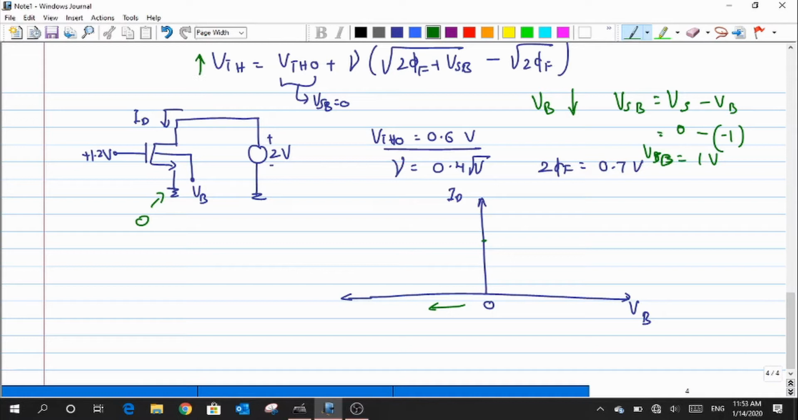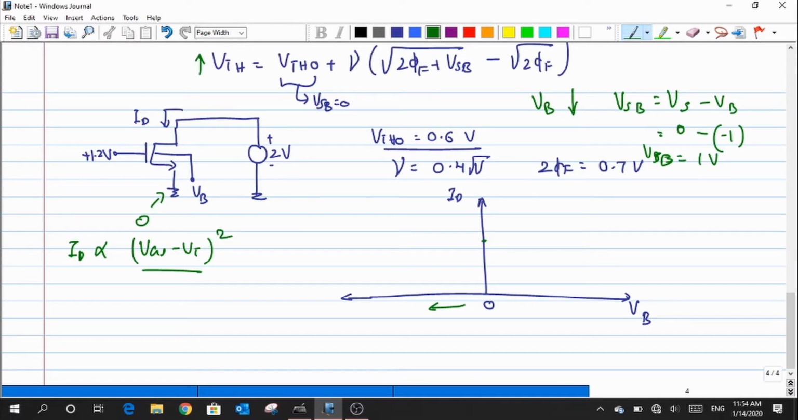Now what happens to the current? Will it increase, decrease, or stay constant? It has to decrease, right? Because current ID is proportional to VGS minus VT, and if this quantity is reduced, obviously the current value also has to be reduced. Again, in which region are we operating, according to the conditions we have placed? It will be in the saturation regime, so I can even put a square on it.